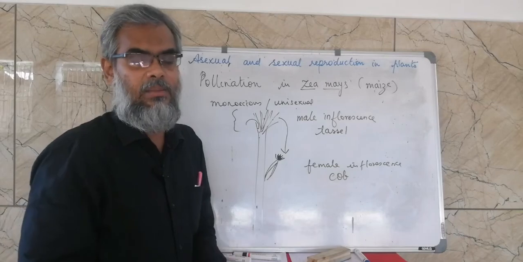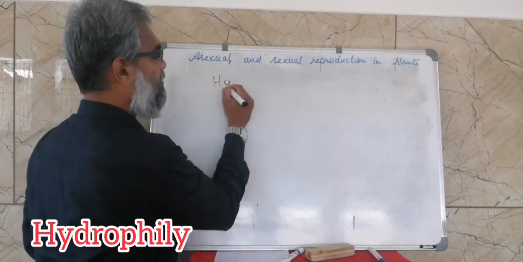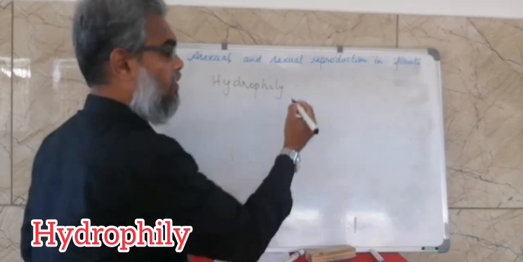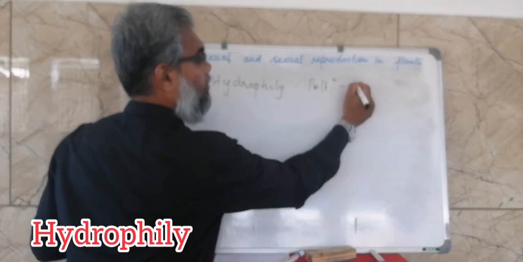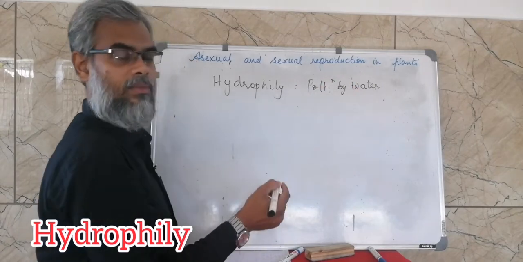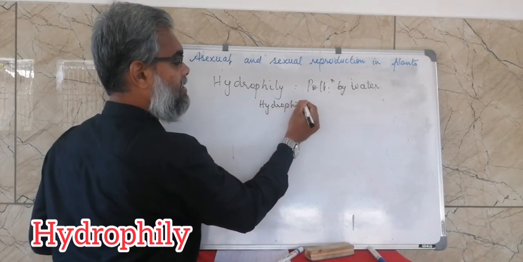Now let's discuss about hydrophily. Hydrophily, when we speak, it is the pollination occurring by water. Pollination by water. Such flowers are called as hydrophilous.